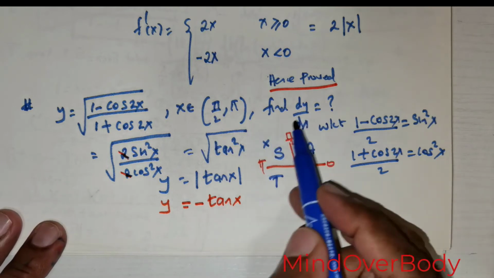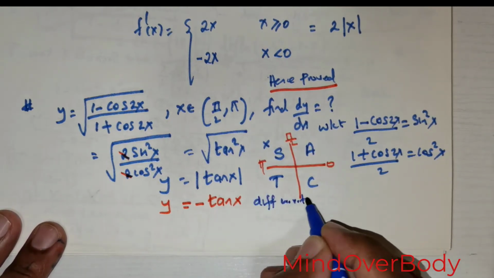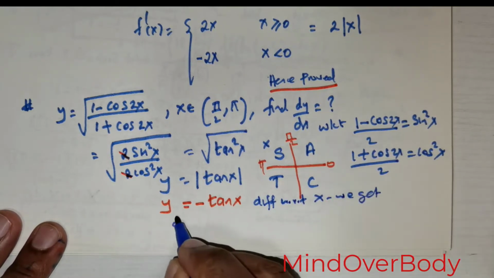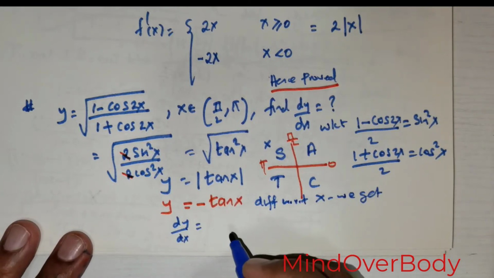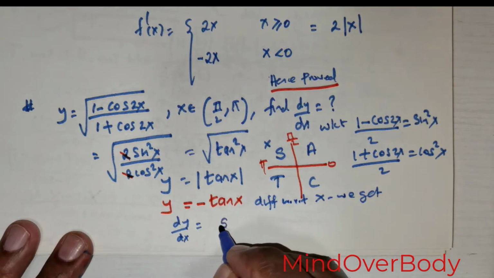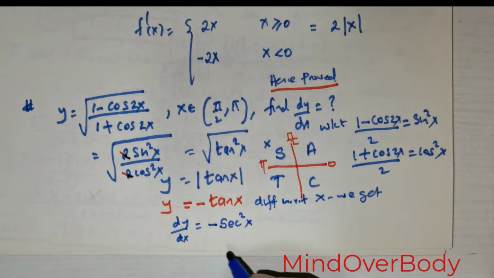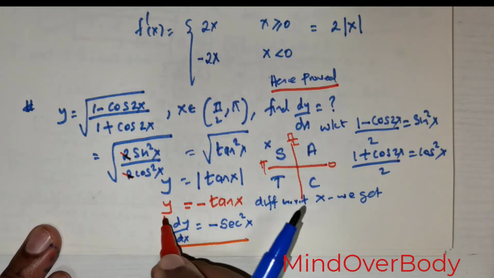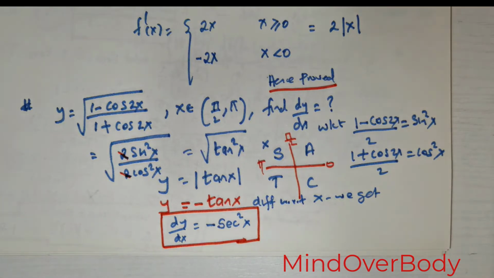Now we are expected to find dy over dx, so differentiating with respect to x we get dy over dx. Differentiation of tan x would give me secant squared x, so that has to be placed with a negative sign, and this is a good place for us to box the result. So we'll move on to the next question, students.